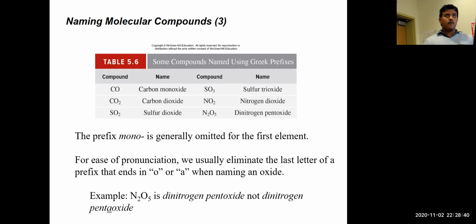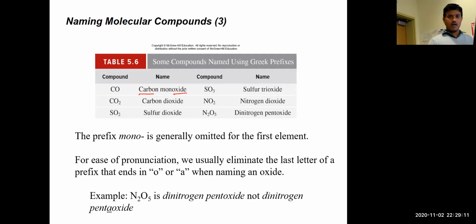So if you have carbon and oxygen as your molecular formula, the first element you just name as it is, and for the second element you change it to the ide fashion, right? So carbon oxide. However, the common practice is that for the second element, you need to tell if you have just one of them or more than one of them.